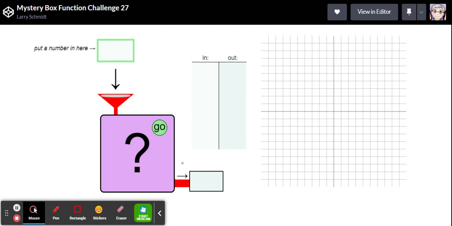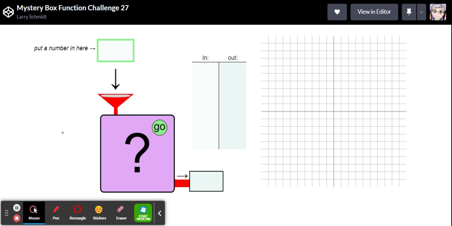In this purple mystery box, there is some math, and it's going to change the numbers you put in the top into something different as they come out the bottom. You'll get to keep track of your ins and outs in this chart, and we'll even graph those as ordered pairs so you can see the shape that this mystery math makes on a graph. Your job is to figure out what's inside that purple box.